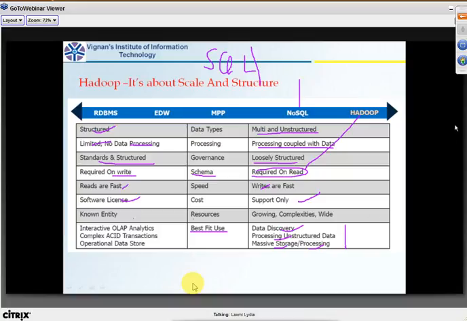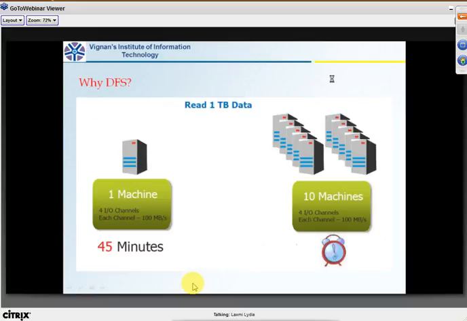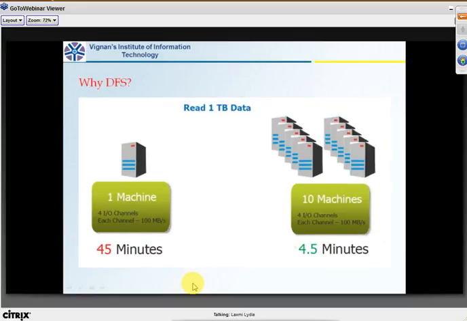So we are going to move to the next slides. We have covered the Hadoop distributed file system, the importance, what is Hadoop.